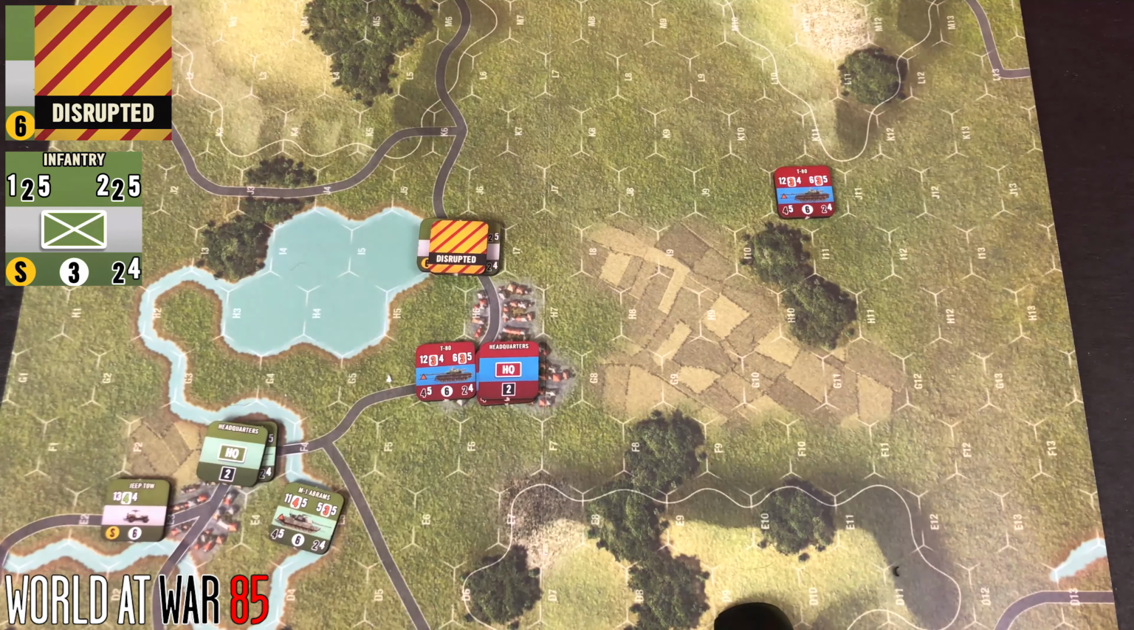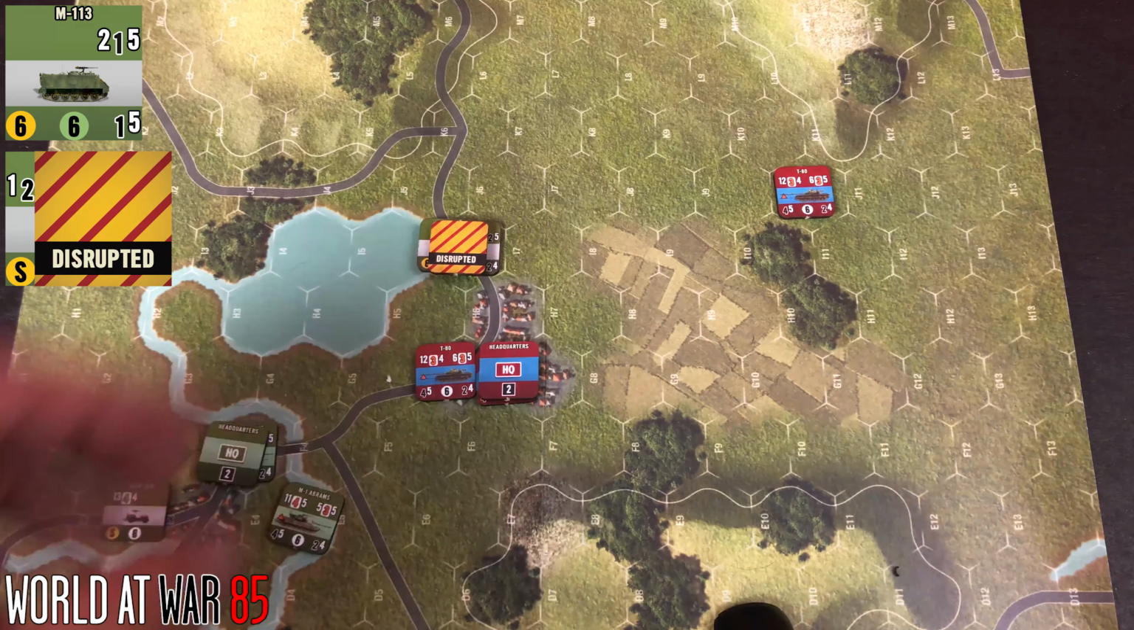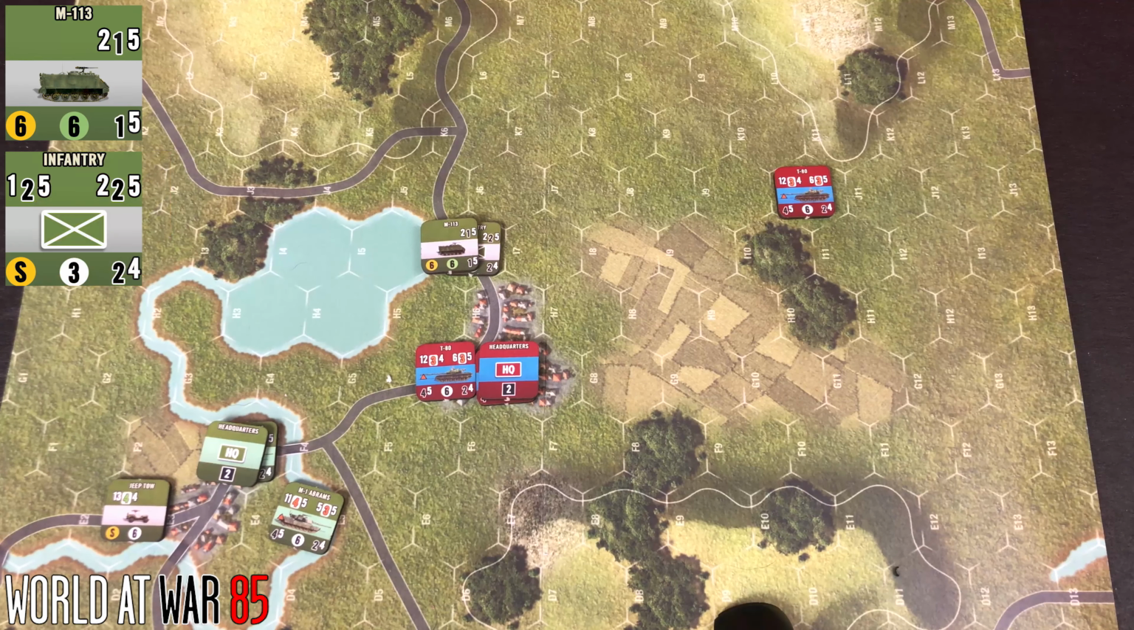In that case, it's very simple. Any passengers that it's carrying are going to be considered disrupted as well. Also, if the transport removes its disruption, so it takes and passes its check later, then the passengers are going to automatically remove their disruption as well.